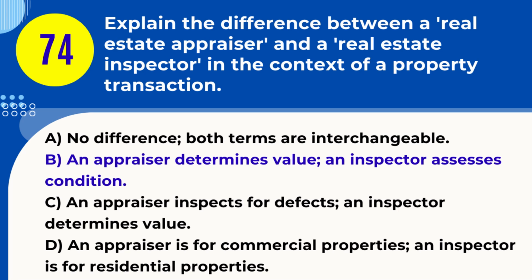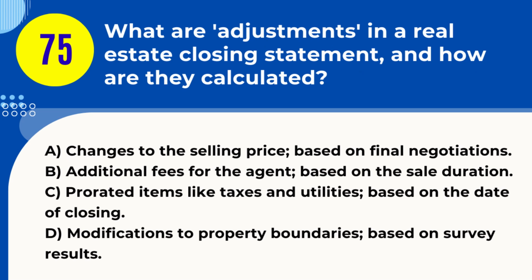Answer: B. An appraiser determines value. An inspector assesses condition. Explanation: A real estate appraiser assesses the value of a property, while an inspector examines the property's physical condition. Question 75. What are adjustments in a real estate closing statement, and how are they calculated?